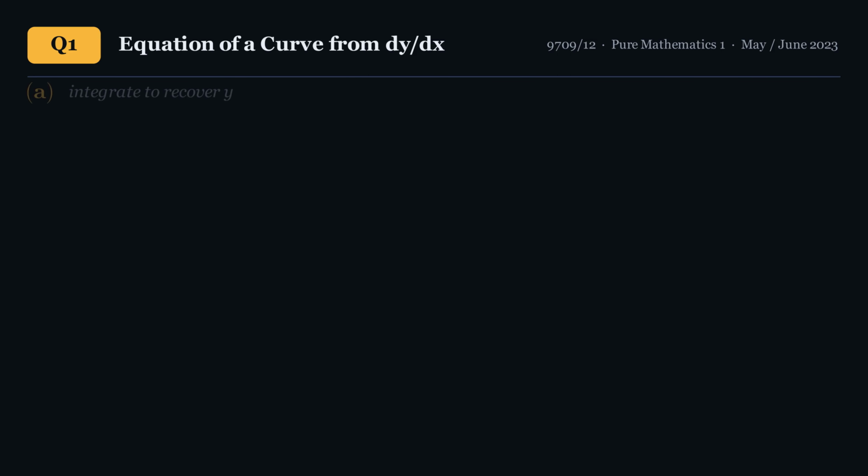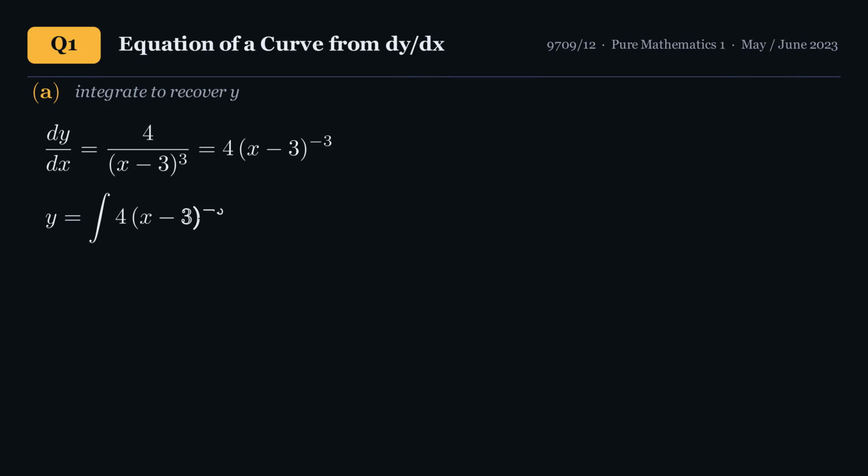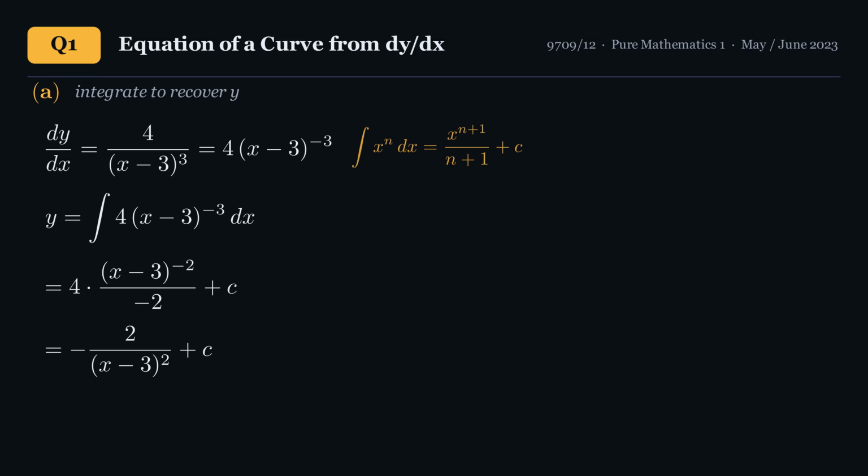Part A. Integrate to recover y. Rewrite the gradient in power form. Integrate both sides with respect to x. Apply the power rule, add 1 to the power, then divide. Simplify and add the constant of integration. Raise the power from -3 to -2, then divide by -2.